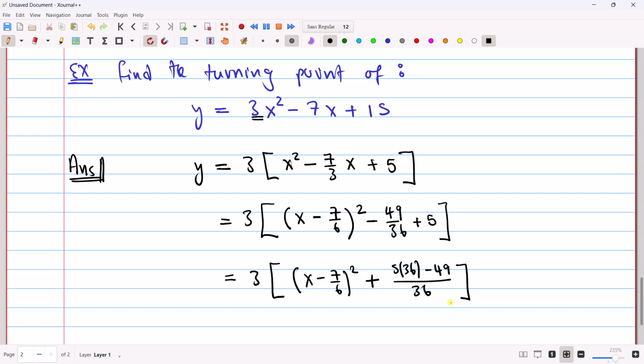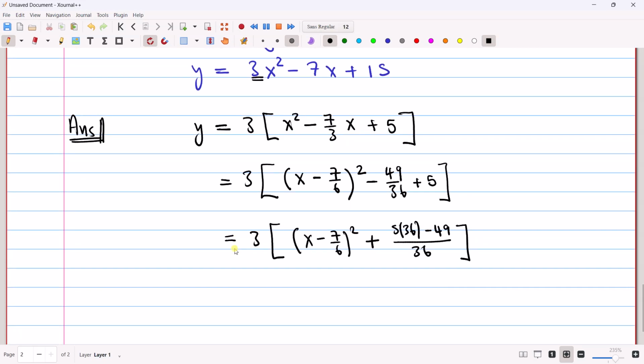Then the next thing I'm going to do is remove the square bracket. To remove the square bracket, I multiply by 3, which is outside. But be careful. The one common mistake most people make is they take this 3 and multiply here, and then they take it and multiply there. So it's wrong. Don't do that.